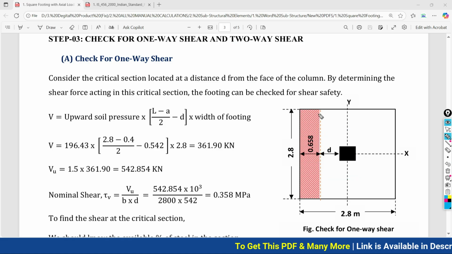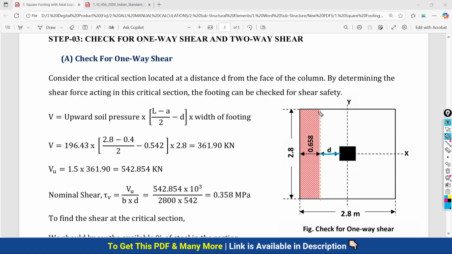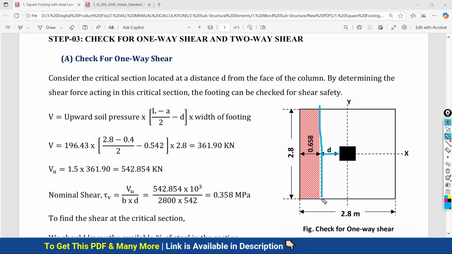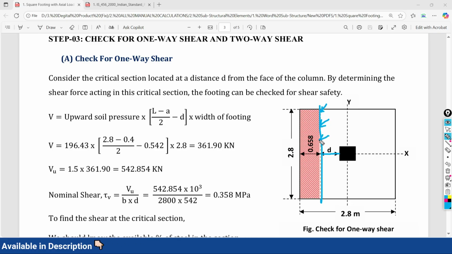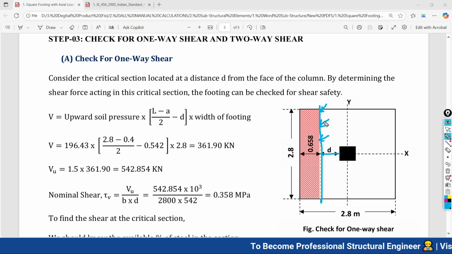But for the case of one-way shear, we have to consider the section at a distance of d from the face of your column, and we are trying to find out what maximum shear force is going to develop at this point, which is causing the cracks in your concrete. And your concrete, along with the reinforcement, what capacity it is having at this section.